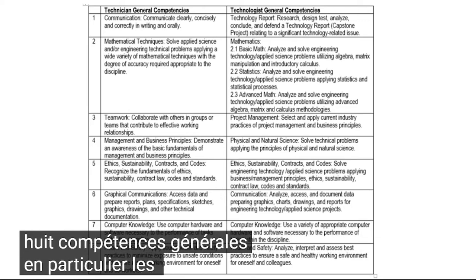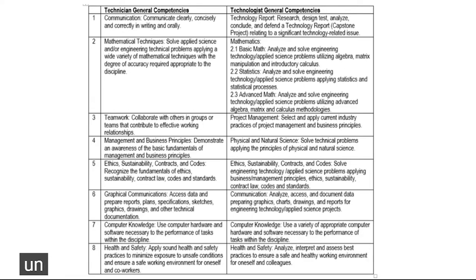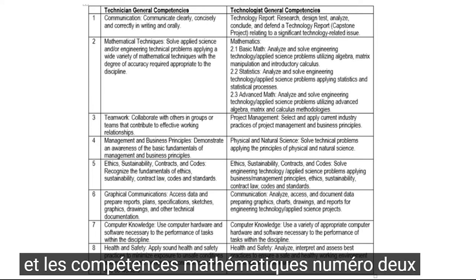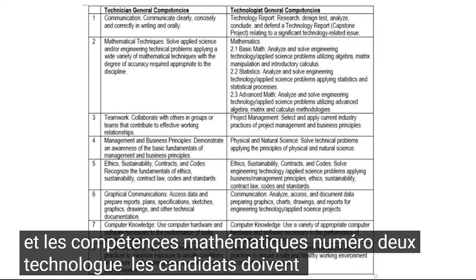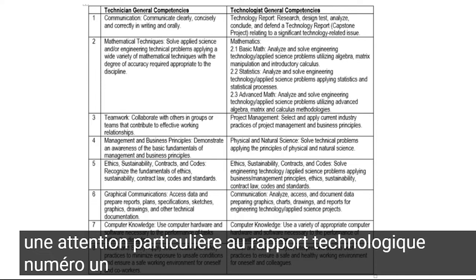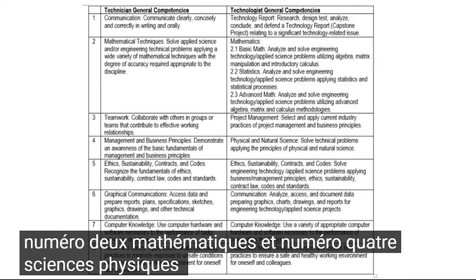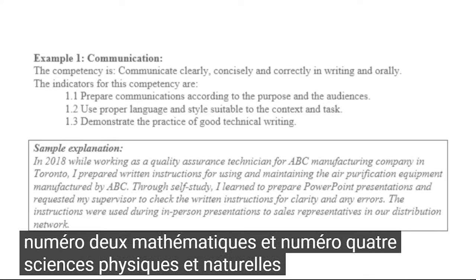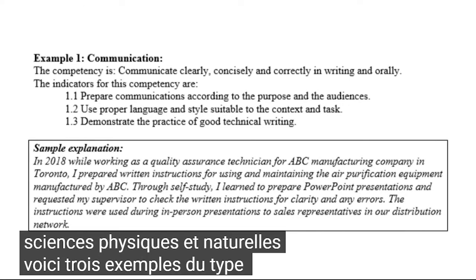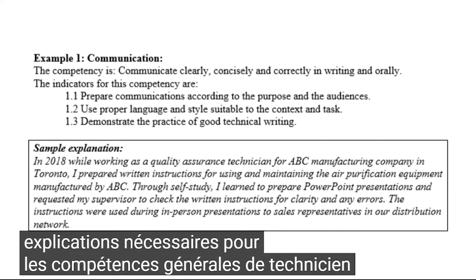In particular, technician applicants need to provide clear explanation for number 1, communication, and number 2, mathematics competencies. Technologist applicants need to pay particular attention to number 1, technology report, number 2, mathematics, and number 4, physical and natural science. Here are 3 examples of the kind of explanations needed for technician general competencies.